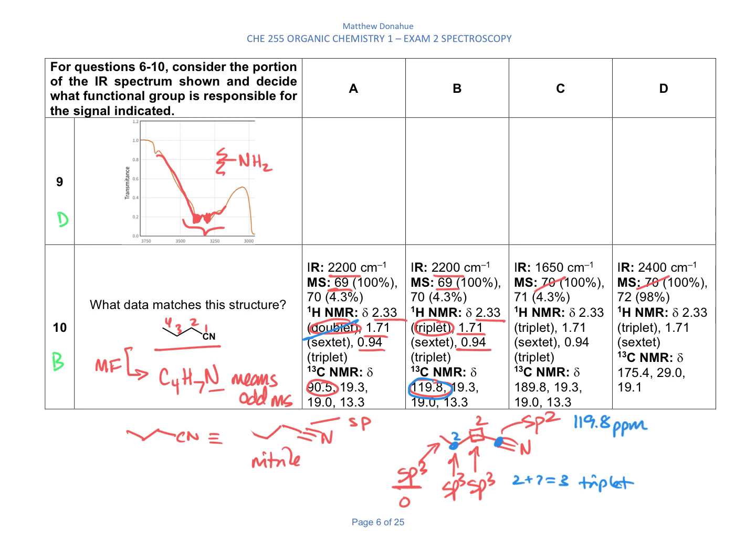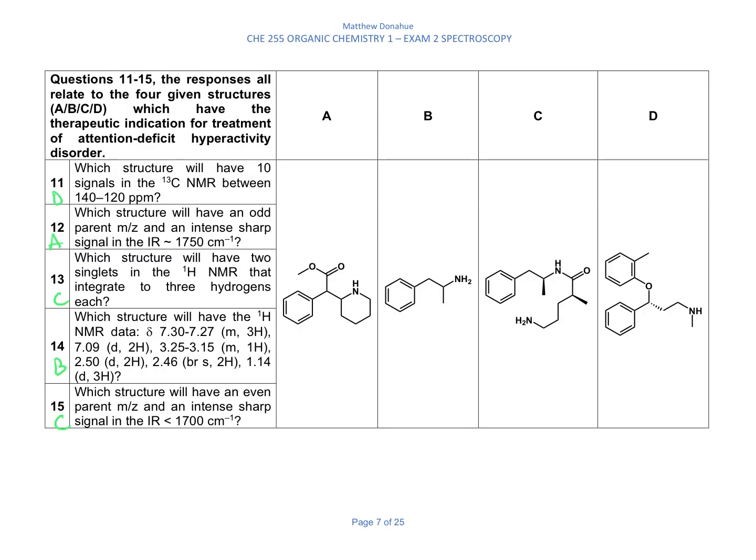So in doing these structure elucidation problems, you really have to look at all of the data and make sure that it's being self-consistent in how you analyze it and connect the pieces. In the next 5 questions here, we're given 4 different structures that are drugs to use to treat ADHD. So question 11 says, which structure will have 10 signals in the C13 NMR between 140 and 120? So that is the aromatic region.